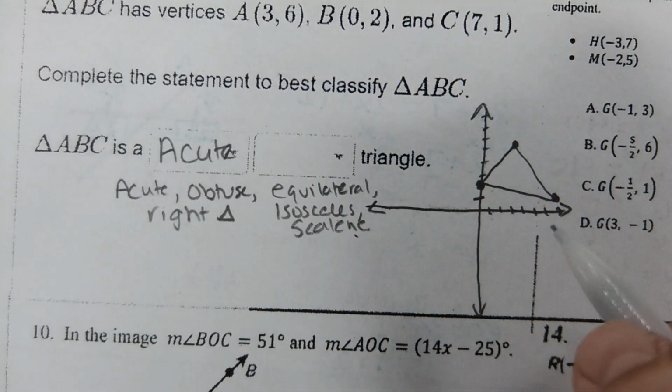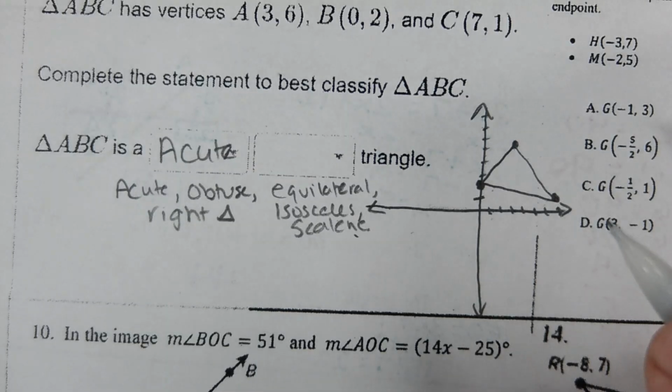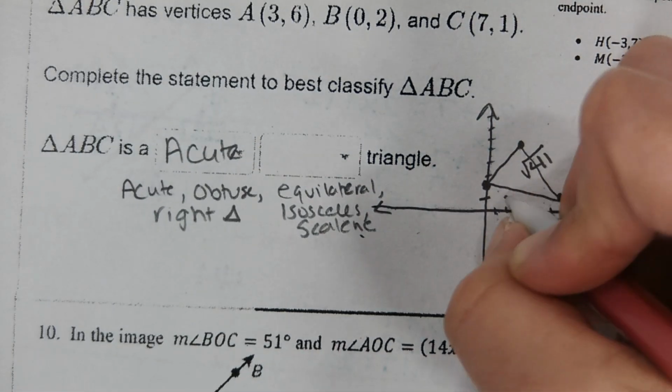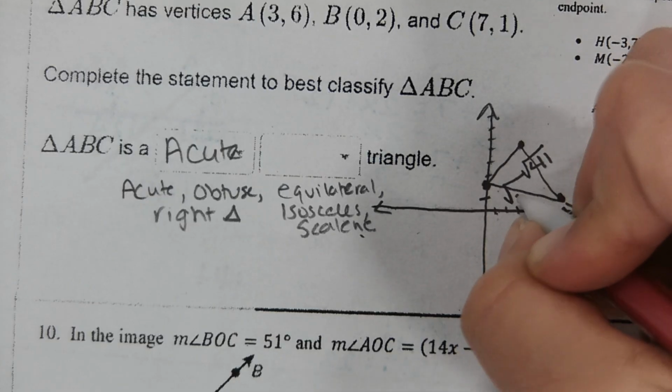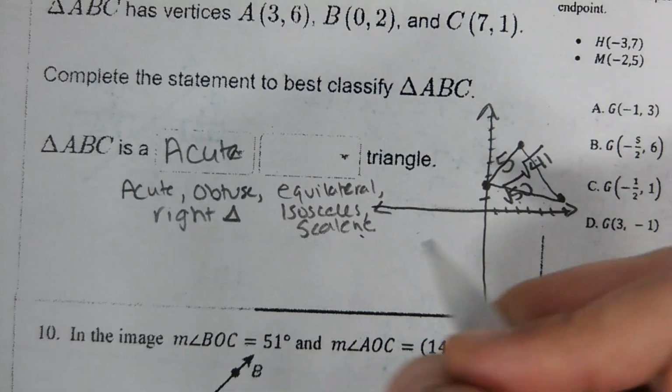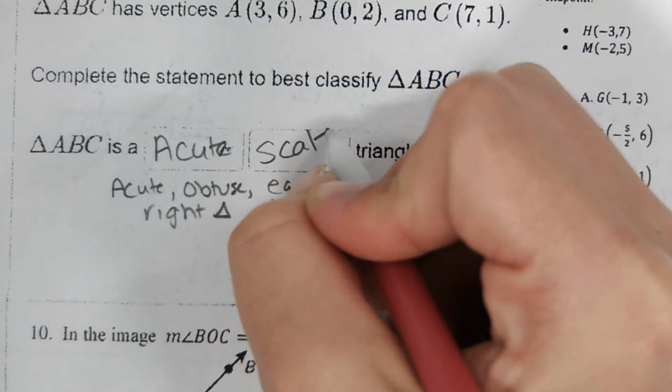And if you were to find the lengths of each side, it comes out to square root of 41 here, and then square root of 50, and then this is 5. So these three sides aren't the same length, so it's scalene.